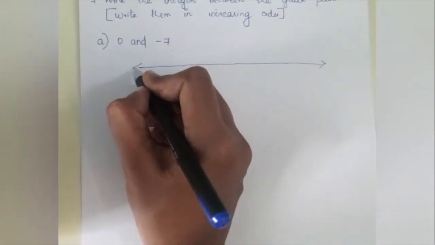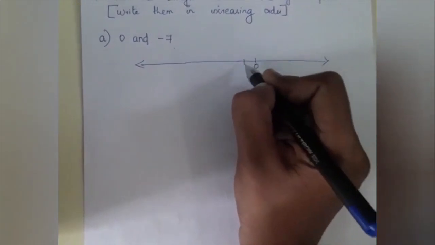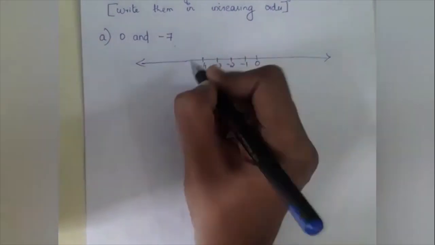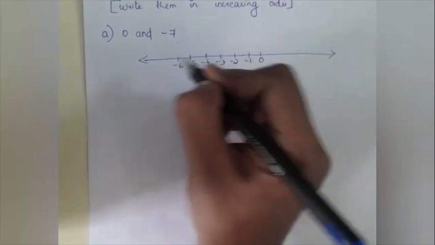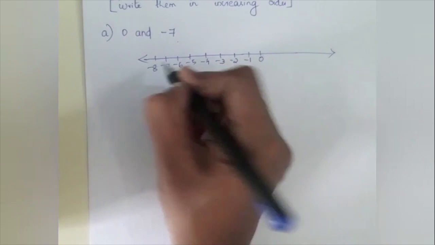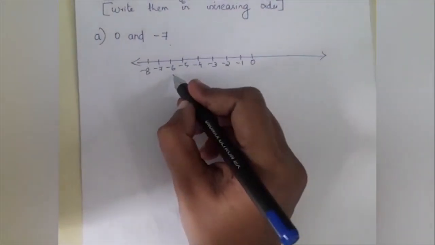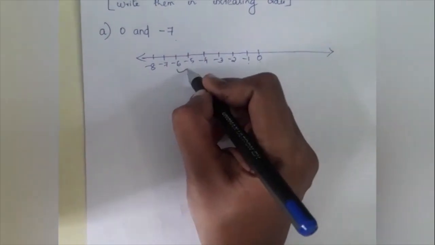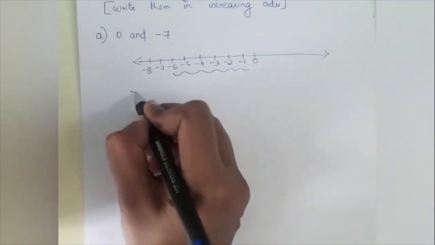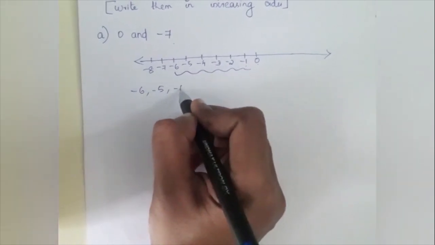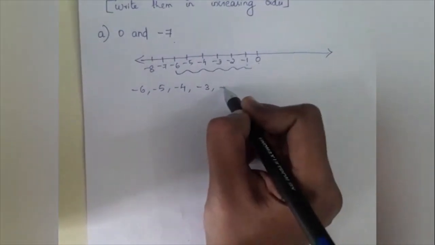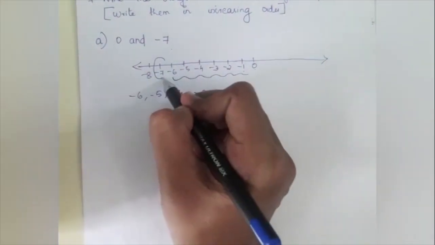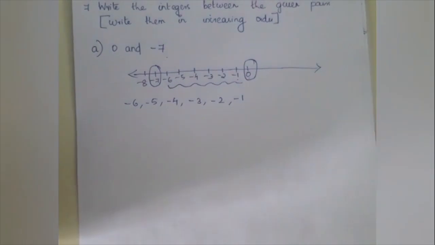So this is a number line: 0, negative 1, negative 2, negative 3, negative 4, negative 5, negative 6, negative 7, negative 8. So the numbers in between 0 and minus 7 are minus 6, minus 5, minus 4, minus 3, minus 2 and minus 1. We have written the negative numbers between minus 7 and 0.